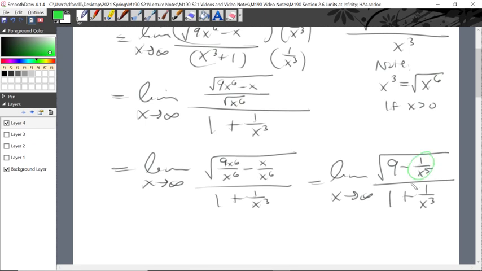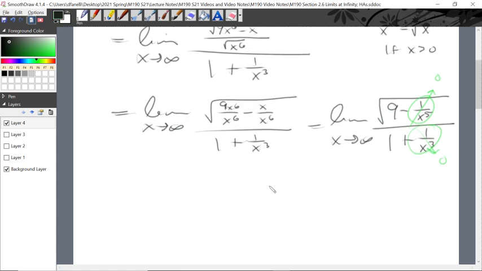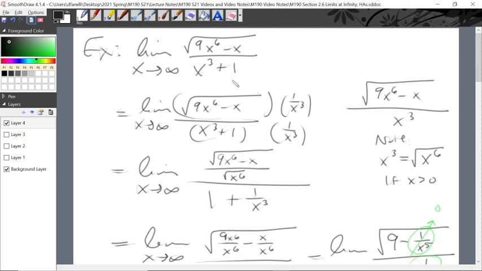Well, this term here, 1 over x to the 5th, will go to 0, and 1 over x cubed will also go to 0. Okay, so we've now run the limit. We don't have to write limit anymore. We have the square root of 9 on top and just 1 on the bottom, and that's going to equal 3. So the value of the limit here is 3.